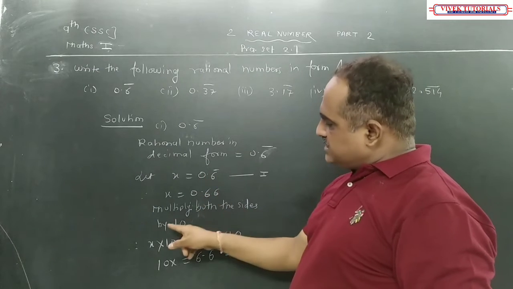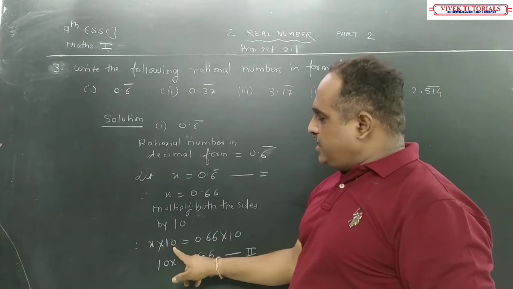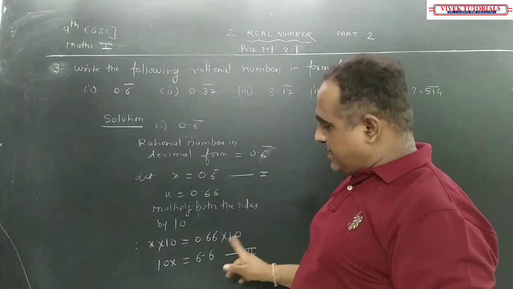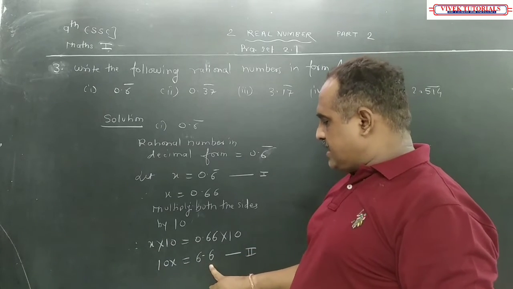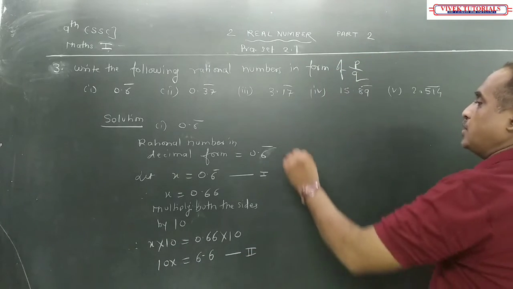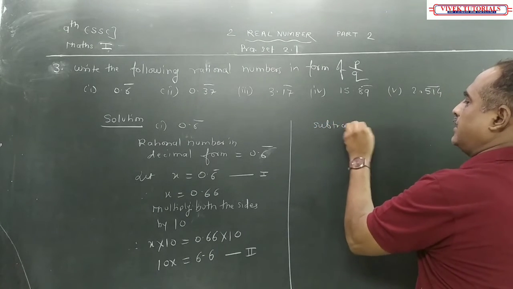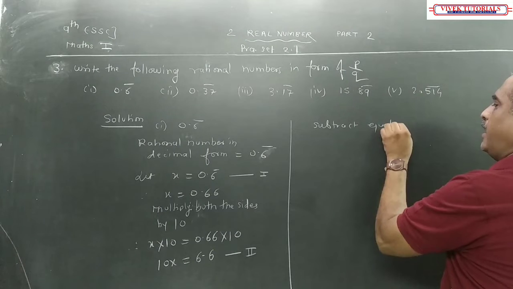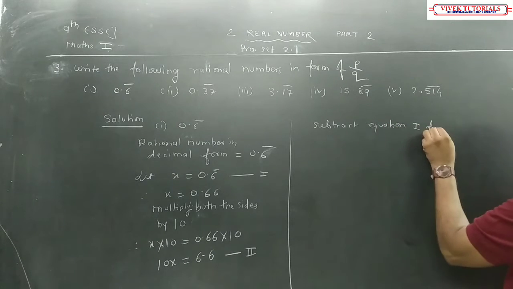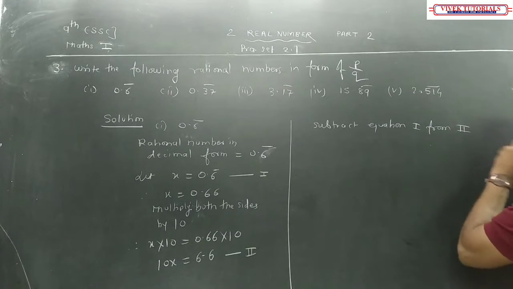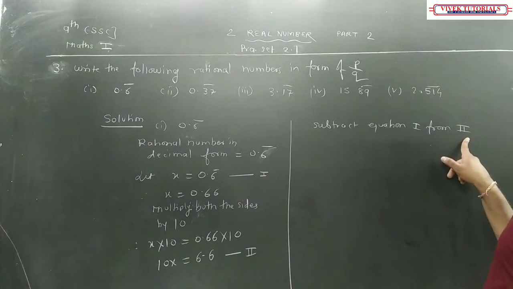If it is 0.6, I am going to multiply by 10. So x into 10 is equal to 0.6 into 10. This becomes 10x, this becomes 6.6. So what I'm going to do is subtract equation 1 from 2. Please students take care. 1 is going to be subtracted from 2.